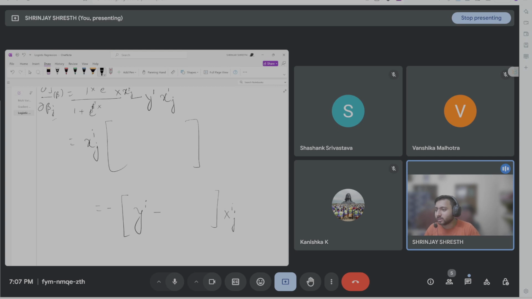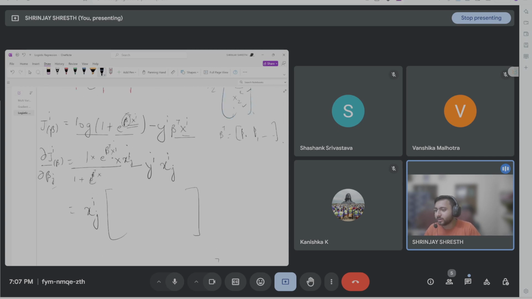हमने क्या किया, मैं बोलता हूं यहीं पे अभी इसको डिवाइड कर देते हैं. अगर तुम डिवाइड करोगे तो you will have something as this thing. हमने क्या किया? We have said we are dividing your numerator and denominator with e raised to the power beta transpose x. So you'll get this thing.